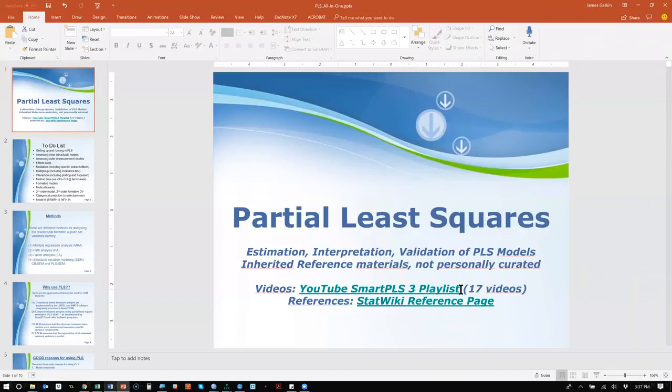Anything else? You can use it, like you said, for reflective also. You can. But Joe Hair says, if you've got all reflective, why are you using SmartPLS anyway? Because it's easier. I'd love to see that written in the paper. I use SmartPLS because it's more functional. It's more personalized. There you go. More efficient. It provides more features.